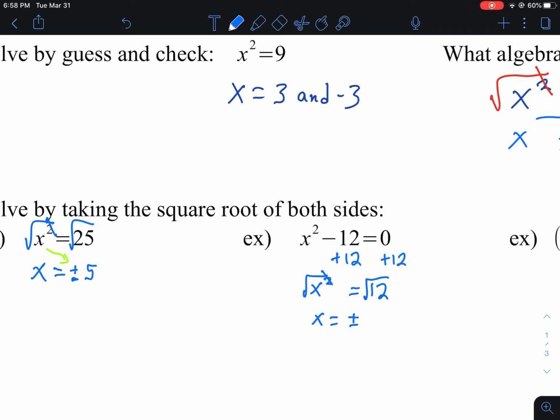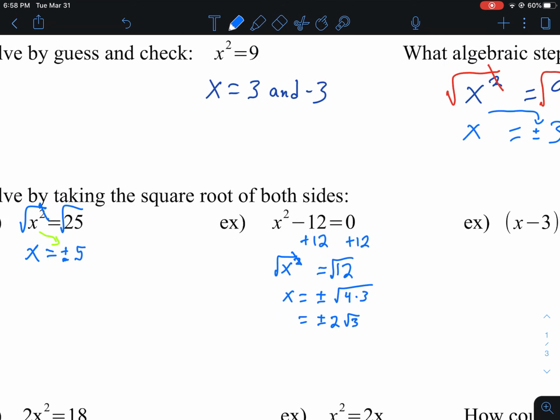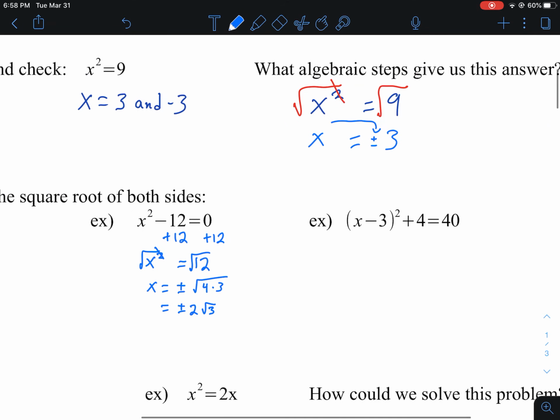And the square root of 12 does not have a nice square root. But let's see if we can simplify it. We tried that on the last worksheet. All right. 6 times 2 is 12, but 4 times 3 is also 12, and that works better. So now we get plus or minus 2 square root of 3 as the final answer. Okay, let's try the next one.